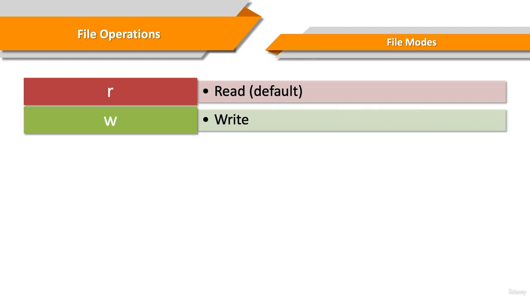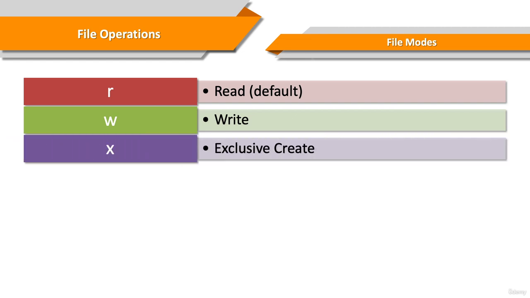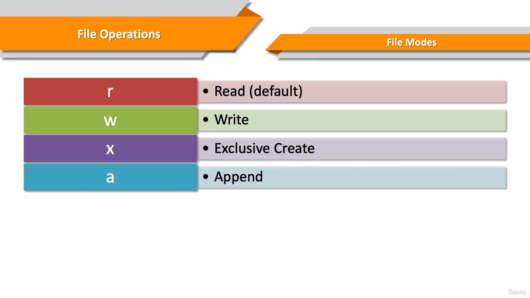Open the file for writing. Creates a new file if it does not exist or truncates the existing file. Open the file for exclusive creation. This operation fails if the file already exists. Open the file for appending. It doesn't truncate the file, and it creates a new file if it doesn't exist.